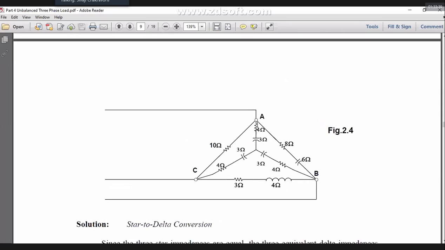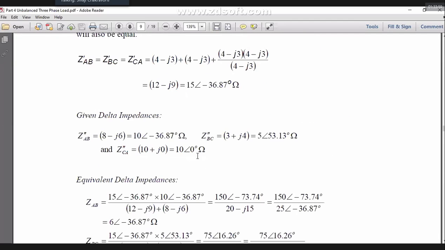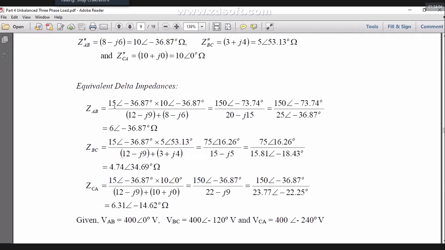Now I have to solve this. What will be the current or power? Now that same question I have to ask: should I convert the star to delta or should I convert the delta to star? What should I do? So here the answer is very simple. If I convert the delta to star, I get another star.